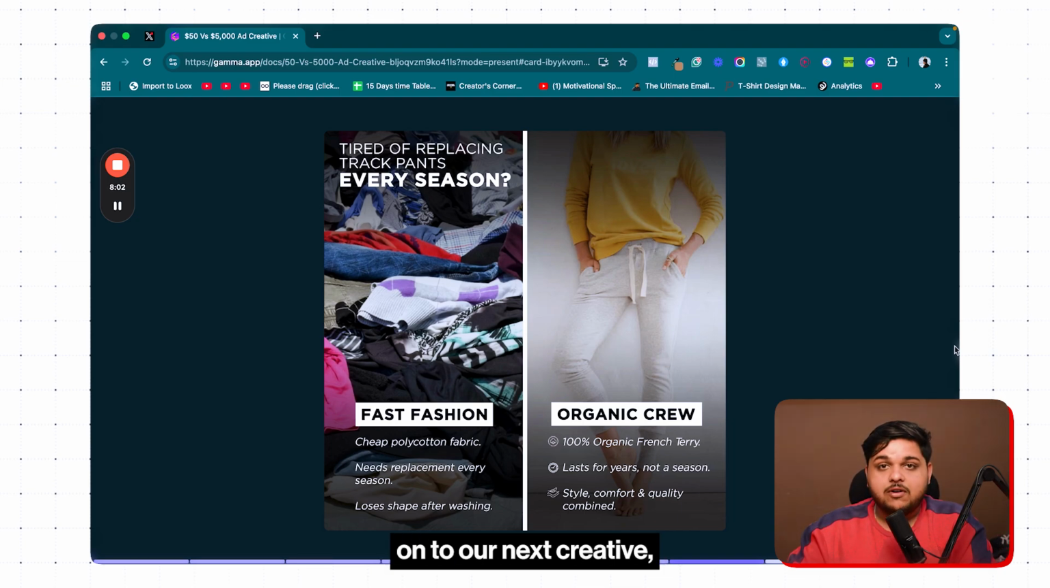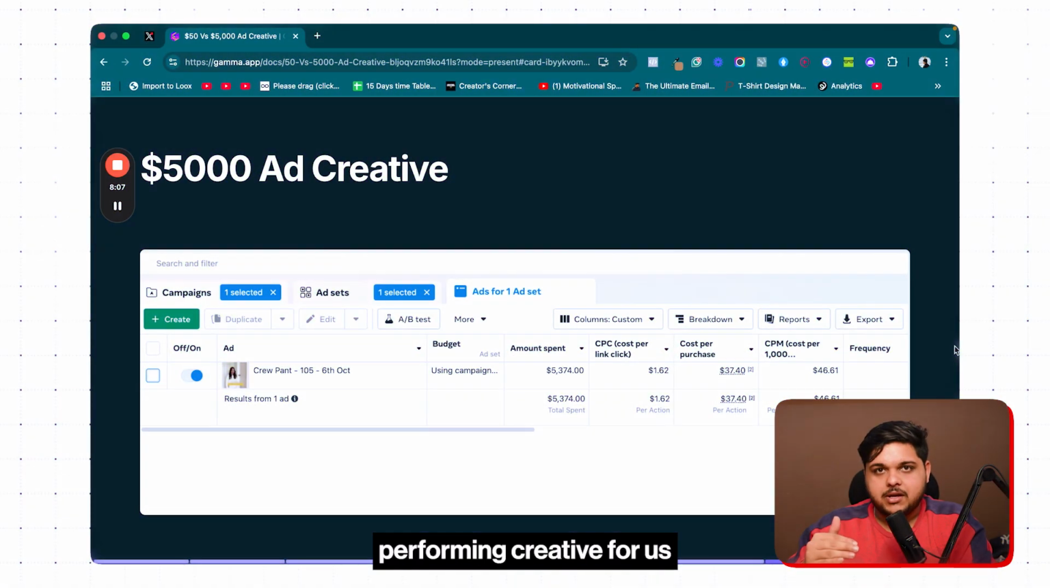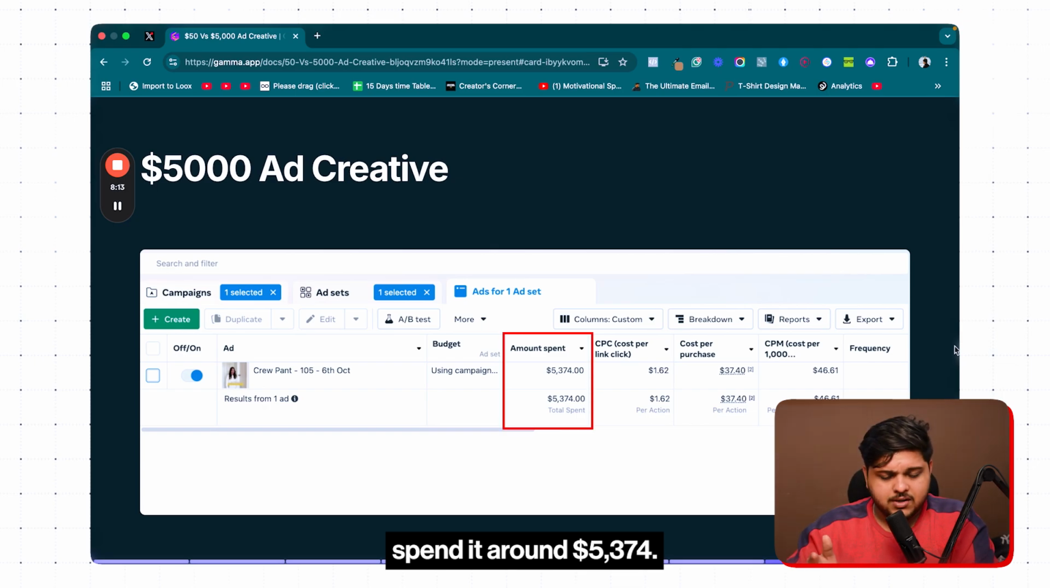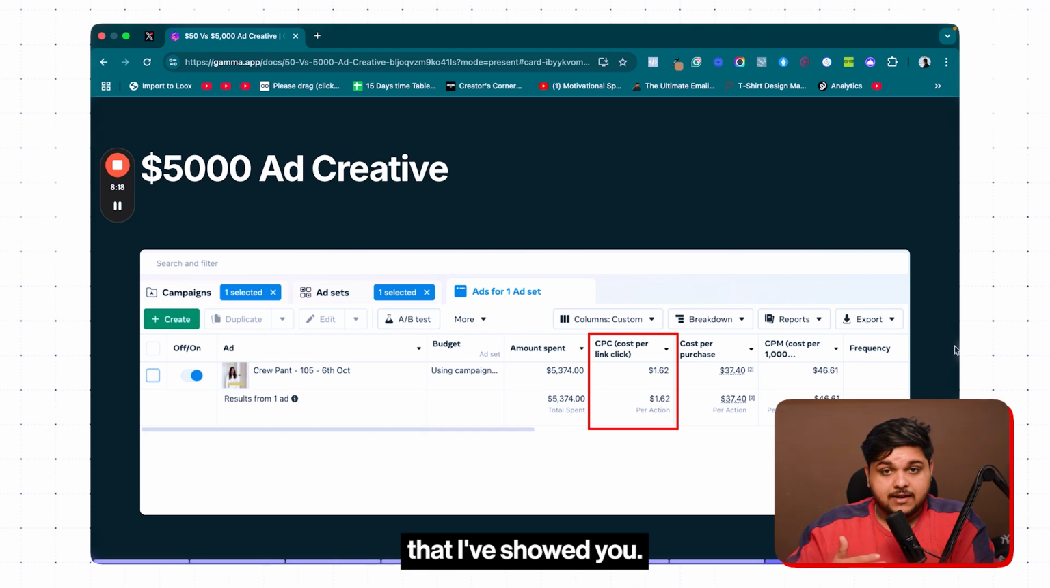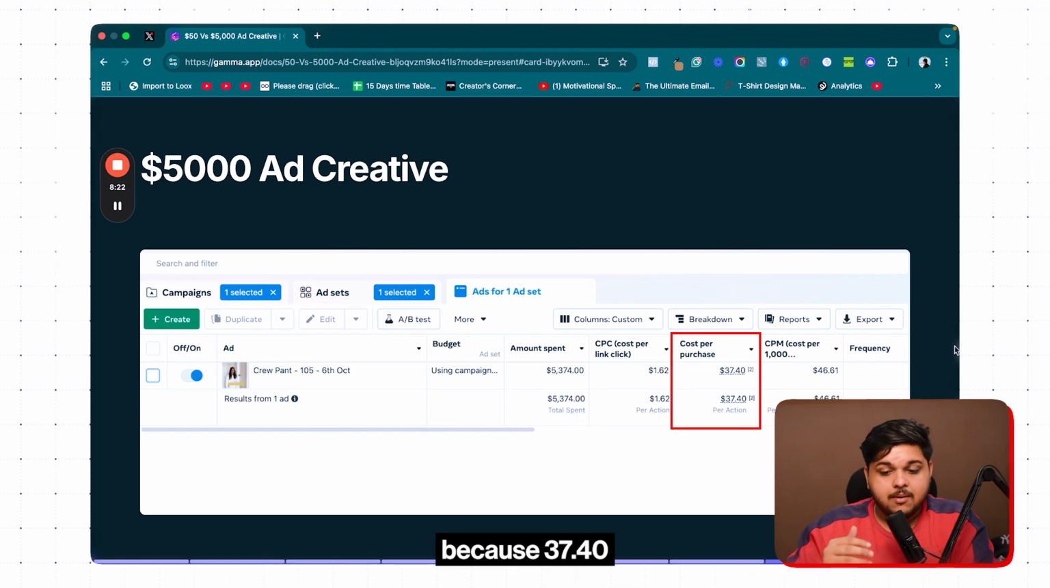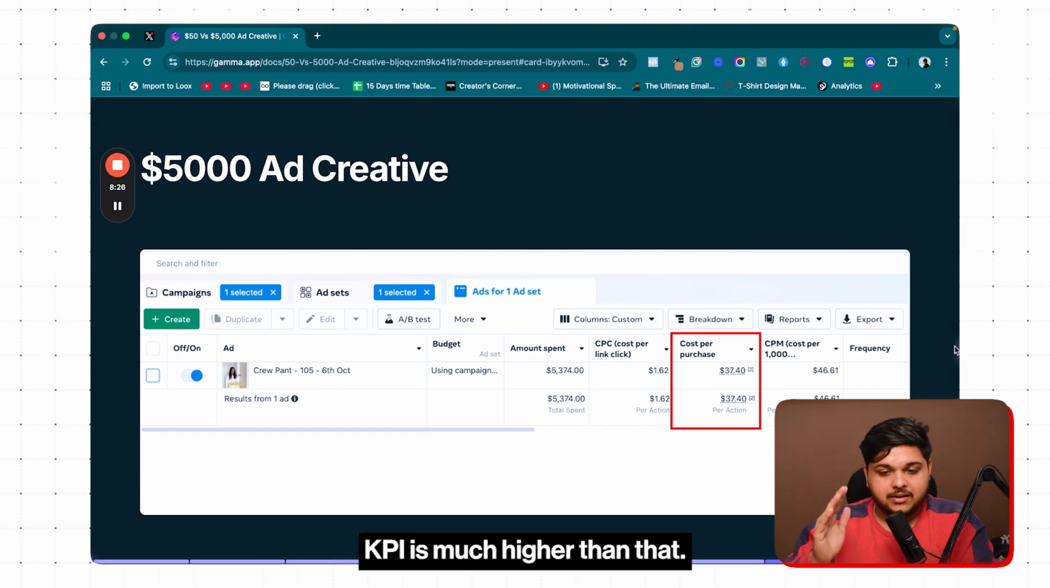So let's move on to our next creative, which is the best performing creative for this particular brand, a $5,000 creative. It spent around $5,374. The CPC is much lower compared to the other three creatives I've shown you, at $1.62, and the cost per purchase is also great at $37.40. Our target KPI is much higher than that, so I'm happy with this cost per purchase.